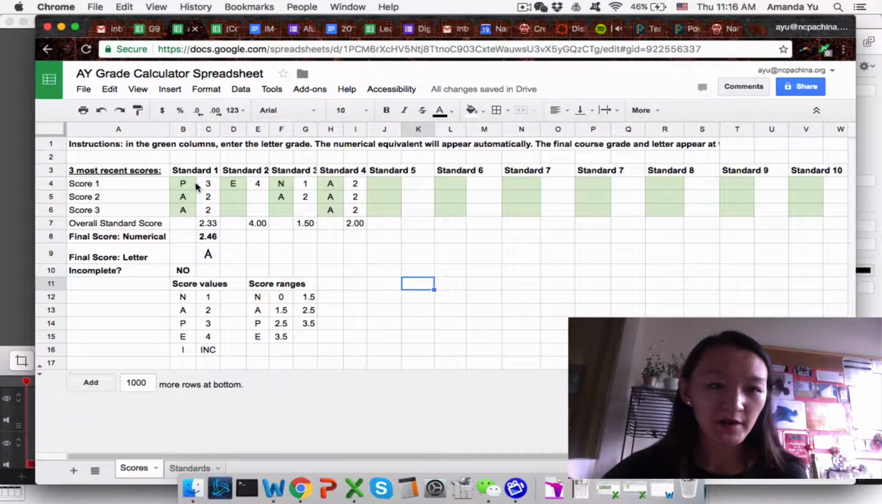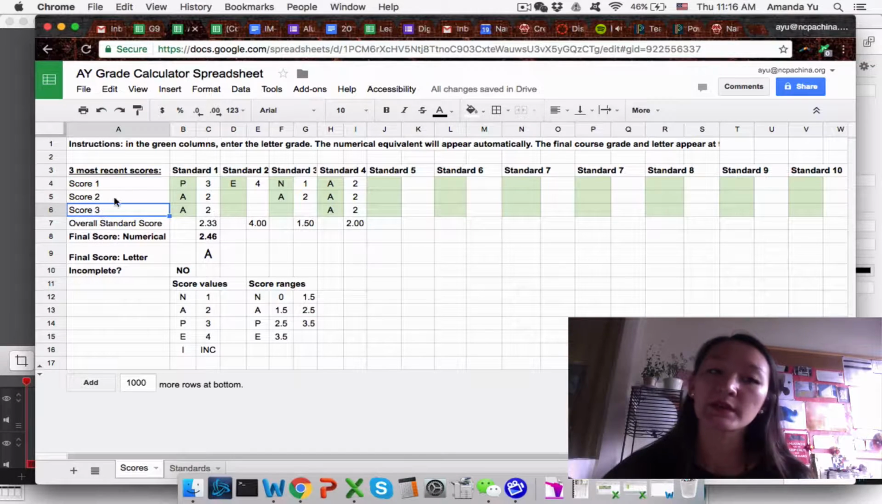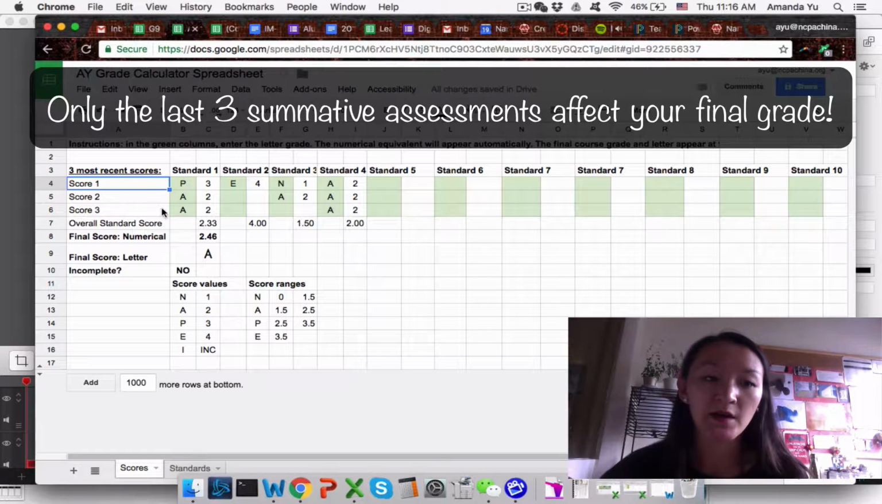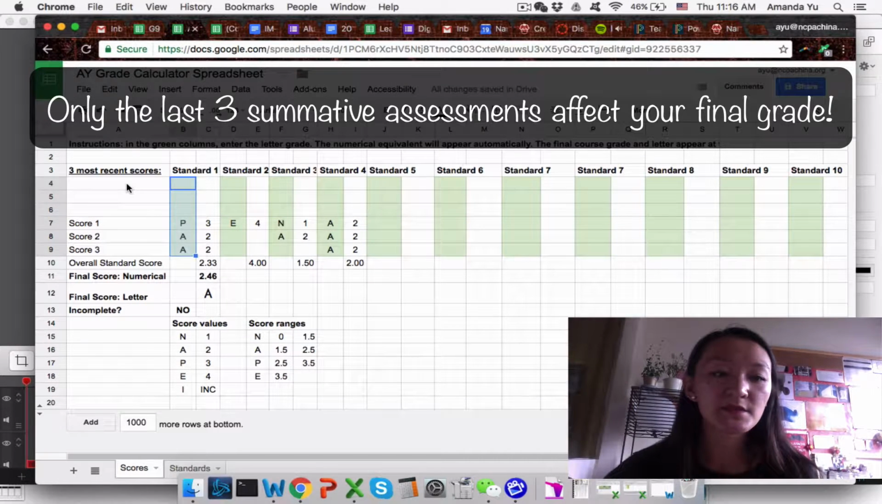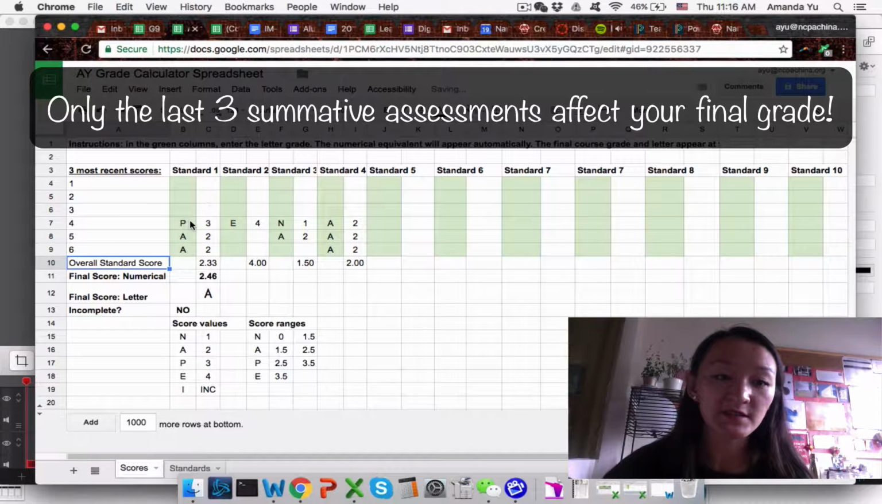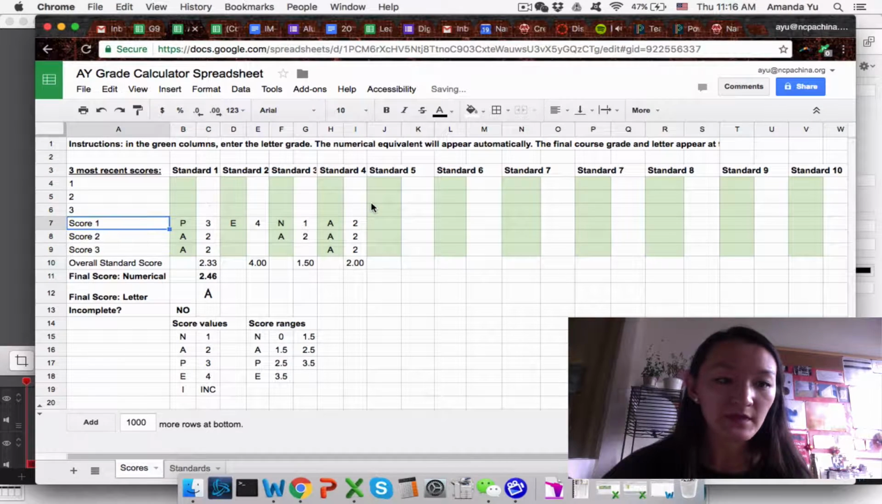So then we'll go to our calculator and we'll pretend again that these are the 4 standards that you were assessed in. You'll see it says score 1, score 2, score 3. What this is talking about is that the only grades that affect your final grade are the last 3 summative assessments for each of the 4 standards. So that means if you had 6 assignments, then this would be score 1, 2, 3, 4, 5, 6. Still, it's these last 3 grades that would affect your overall grade, your final grade. And these first 3 wouldn't count. So we'll go back.